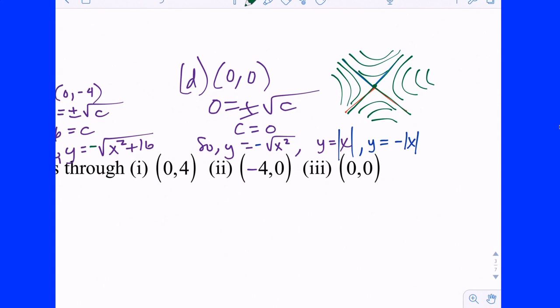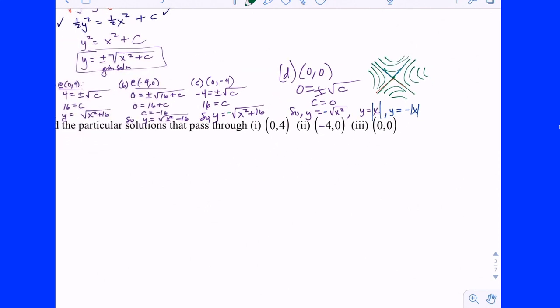Bless you. So the next section is slope fields, and that's going to give us a nice visual of what the whole family of particular solutions looks like.